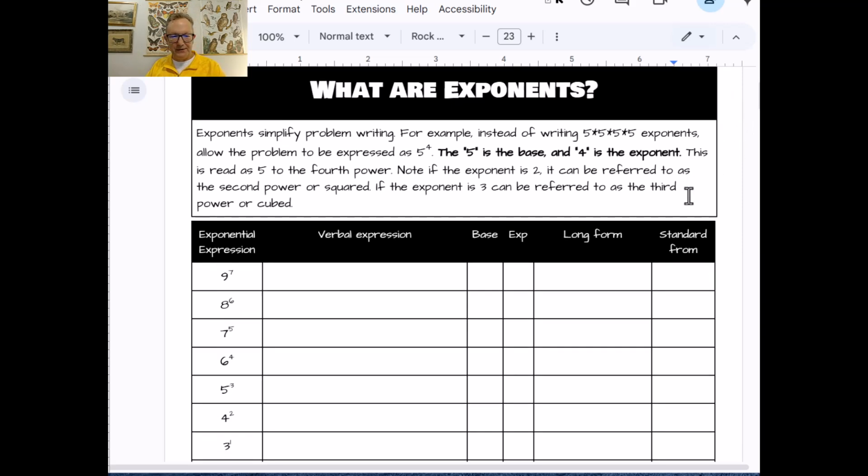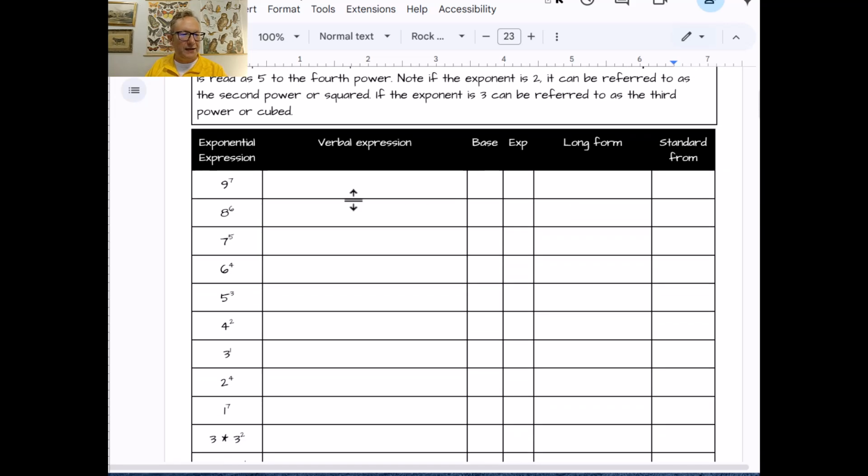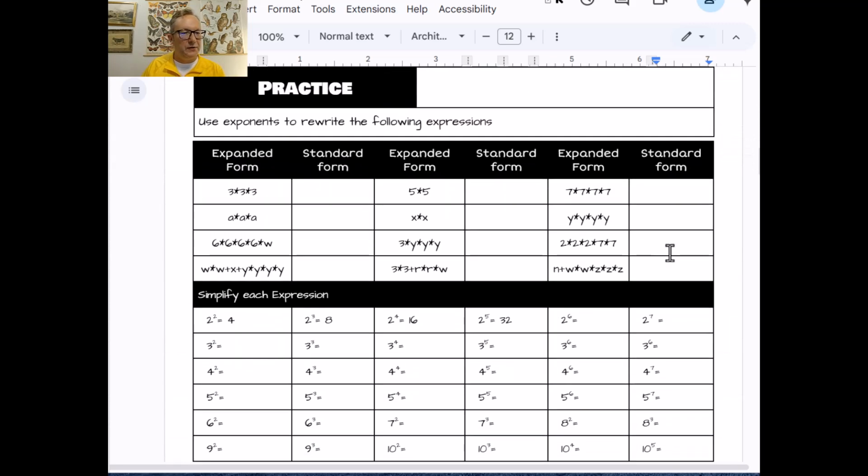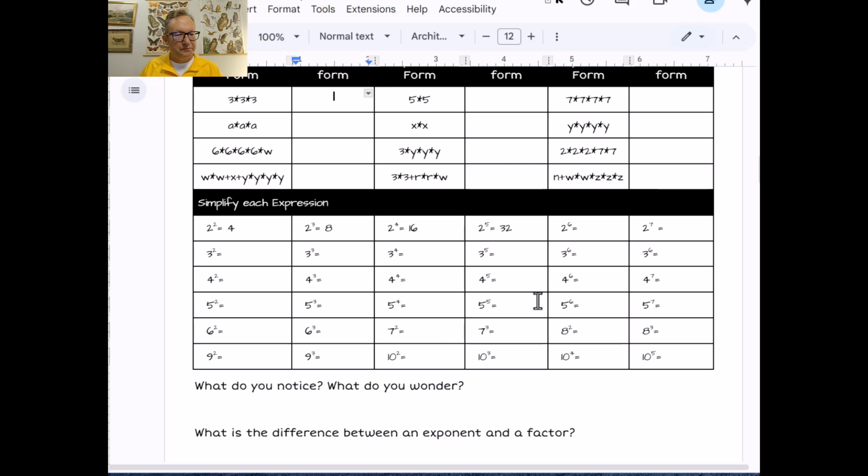But Exponents, we got a graphic organizer. We want them to give us a verbal expression. We want to keep that going. We want them to identify the base, the exponent, long form, and standard form. Then we give them more exponent practice. This graphic organizer has it in expanded form, standard form.